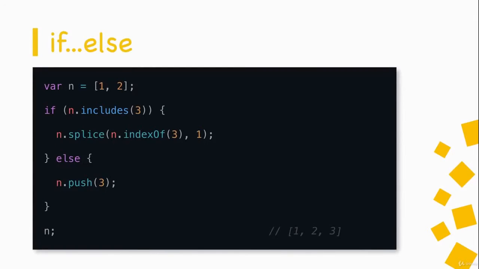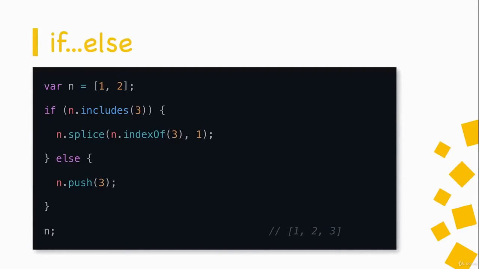And the result of n after the code is executed, as you can see, is that the n array now contains 1, 2, and 3. So we have 3 values, 1, 2, and 3. So how does this work? Well, first we define the variable n, which contains an array 1 and 2. So the array only has the values 1 and 2.